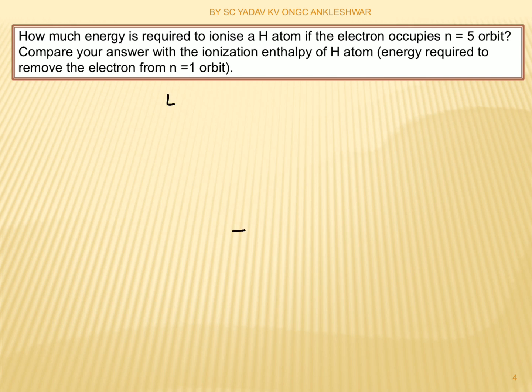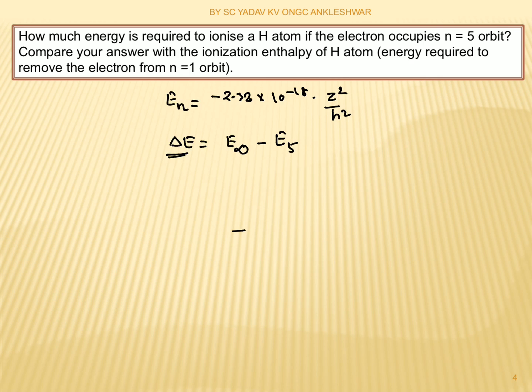Just see, we have a formula for energy: En is equal to minus 2.18 into 10 to the power minus 18 into Z square by n square. And the difference, delta E, you know that here the electron is removed from the fifth orbit, so the final orbit is infinity. So what would be the energy at infinity? E infinity minus E5. This is the difference in energy, and that much energy is required to remove the electron.